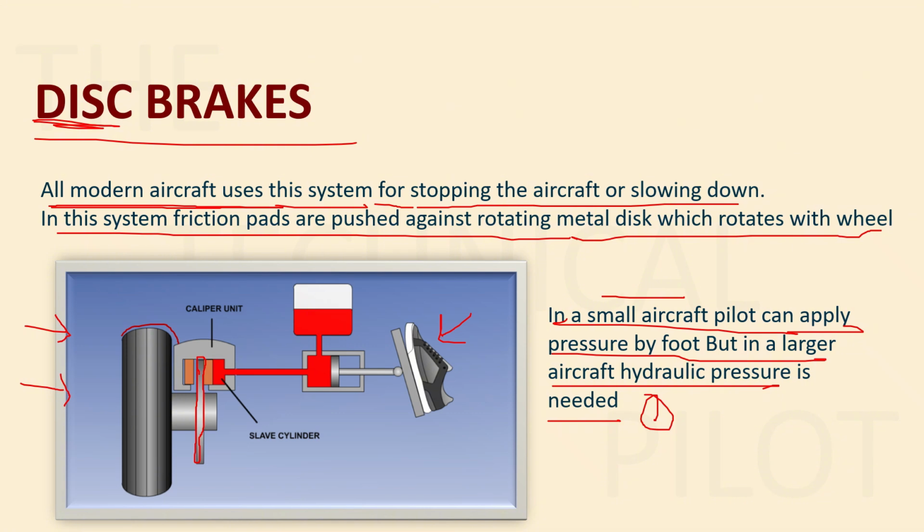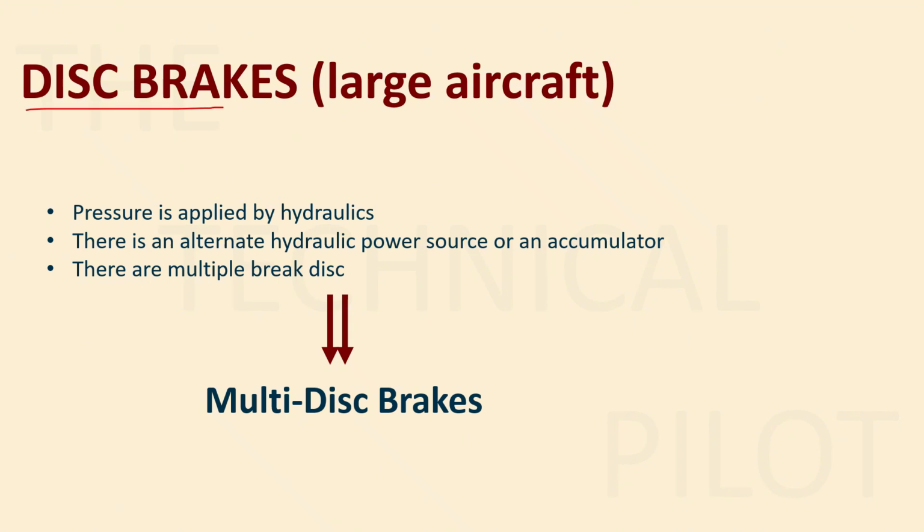But in a larger aircraft, the wheels will be larger, the systems, the components, everything will be larger and heavier, right? That's why you need hydraulic systems to push this thing. You cannot use your foot to push it. So the first difference is that you need hydraulic pressure in order to push the controls or to apply the brakes. So disc brakes in a larger aircraft: the first thing was hydraulics, the pressure is applied by hydraulics.